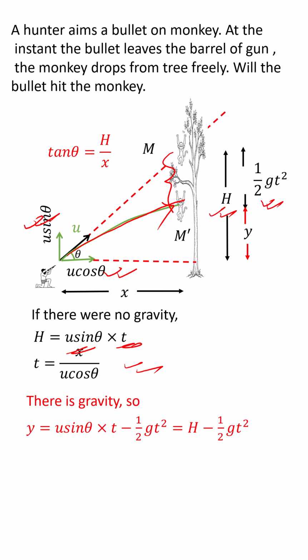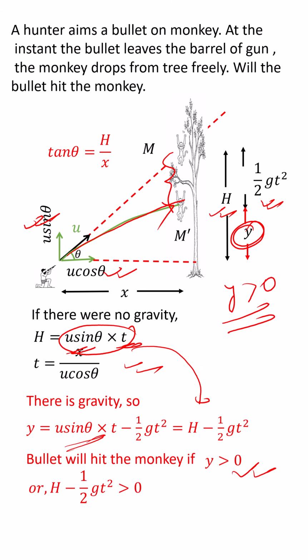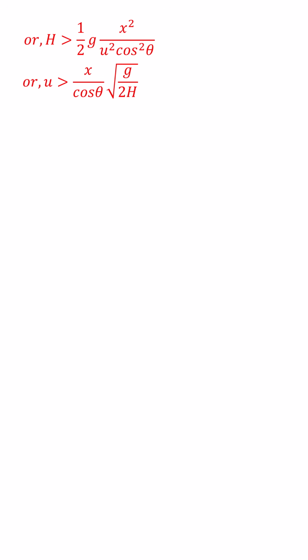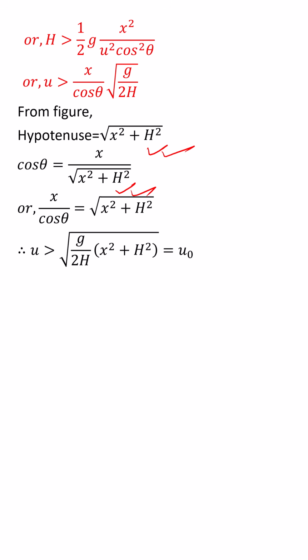There is gravity. That's why y equals to ut plus half a t square. We get this much, u sine theta t. This u sine theta t is equal to h. Bullet will hit the monkey if this y is greater than 0. Let's substitute the values and solve it. H minus half g t square is greater than 0. H is this much. Okay, now from figure, hypotenuse equals to x square plus h square, cos theta equals to this much. Okay, now we get u equals to this much.